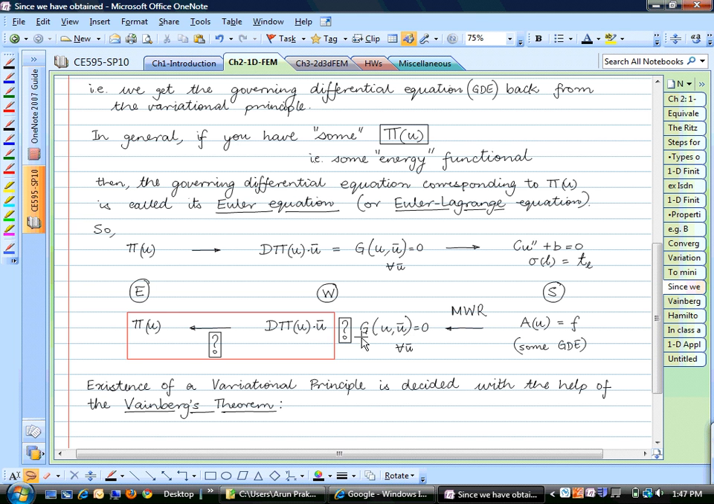But the real question is, if you have this weak form, can you always construct this potential energy functional? And the answer to that is sometimes. What we need to decide whether we can have a potential energy function is Vainberg's theorem. I'm not sure if anybody has heard of Vainberg's theorem here. That's the theorem that will allow us to find whether there exists a potential energy function or functional or not.